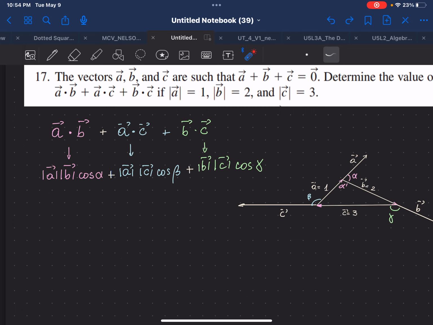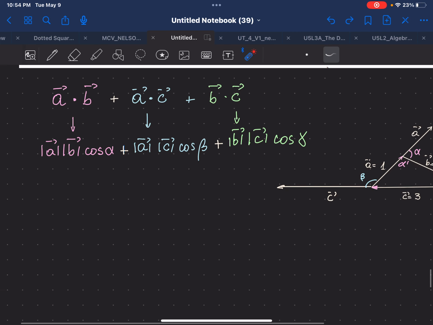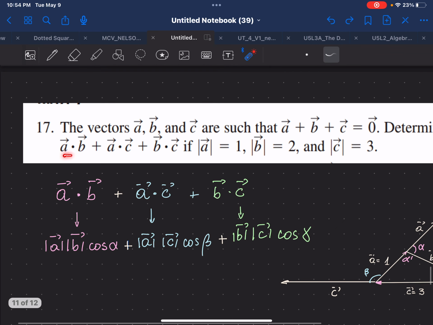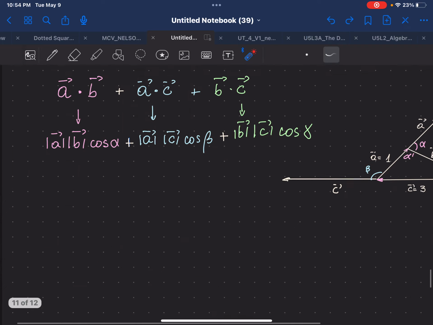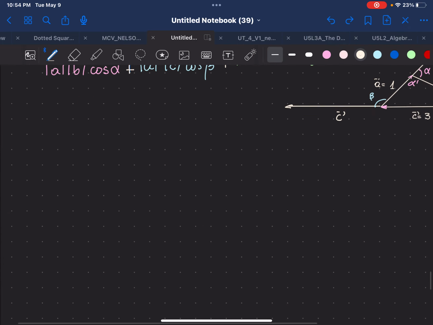And in this approach, we are going to work simply with the dot product. So we're going to start off by writing the statement a plus b plus c equals 0. So we have a plus b plus c equals 0. What we have in here is the sum of three vectors equals 0.